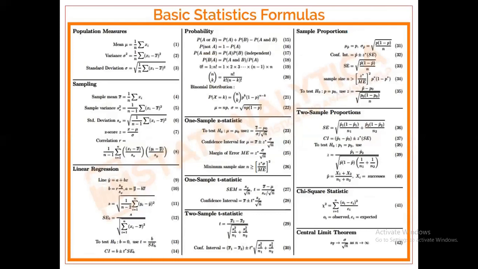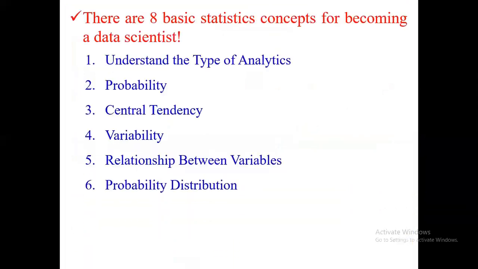So these are the basic statistics formulas we are using. Population measures like mean, variance, standard deviation. Sampling, we are using sample mean, sample variance, standard deviation, Z score, correlation. In linear regression, we are using formula, probability, like binomial distribution, one sample Z statistics, like confidence interval formula, margin of error formula, minimum sampling, one sample T statistic, two sample T statistics, sample proportions, two sample proportions, chi-square statistic, etc. So there are 8 basic statistics concepts we are using in order to become a data scientist.